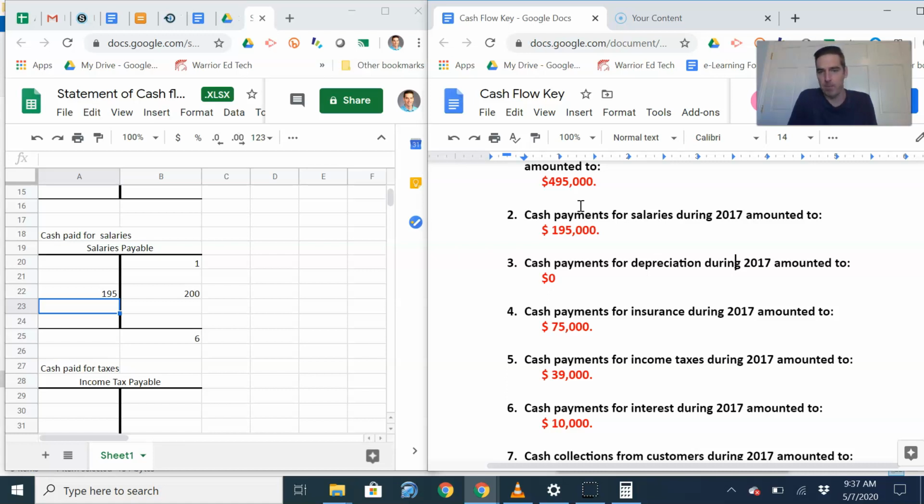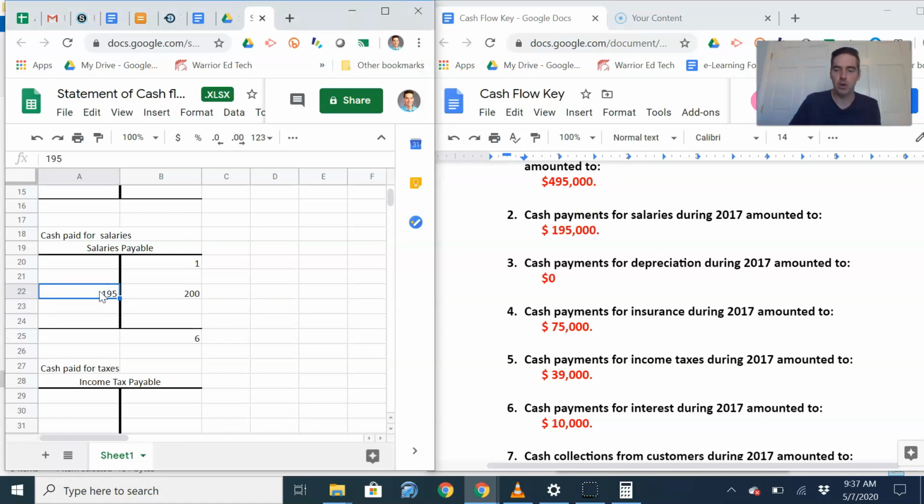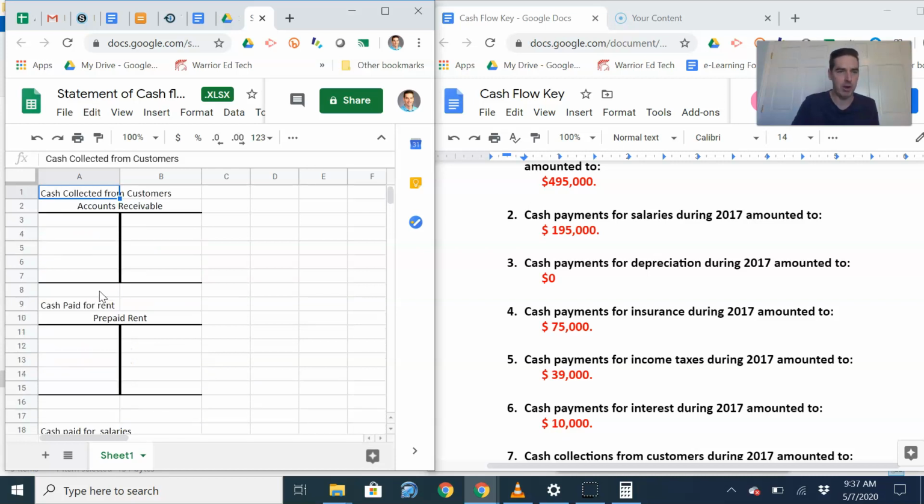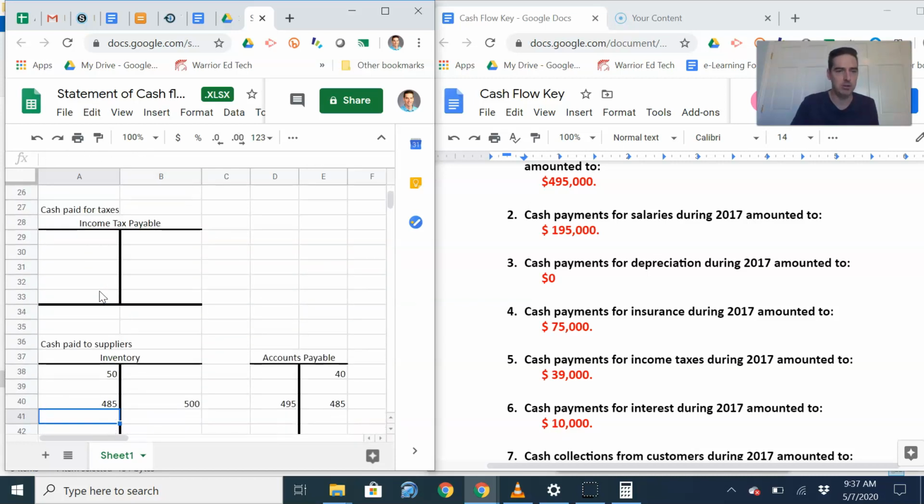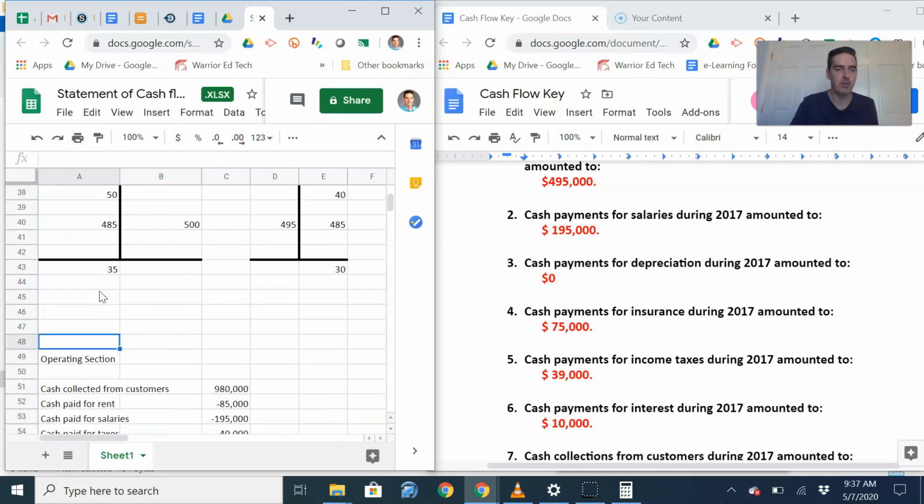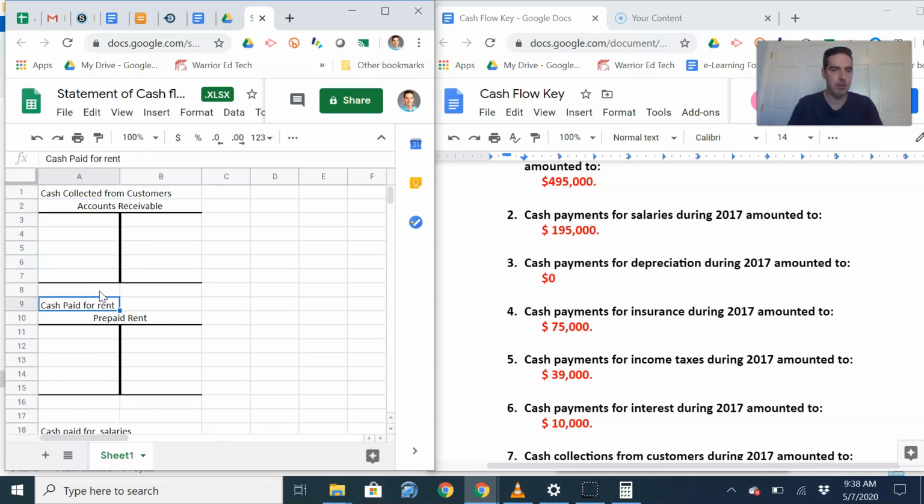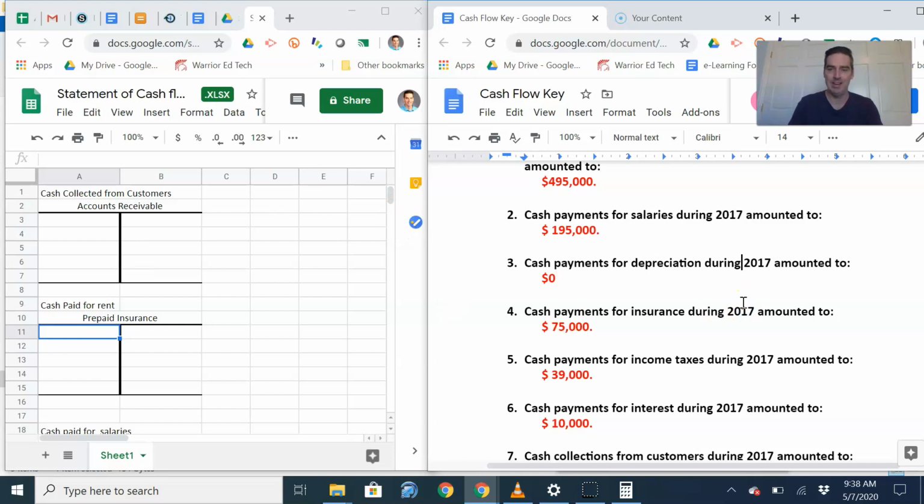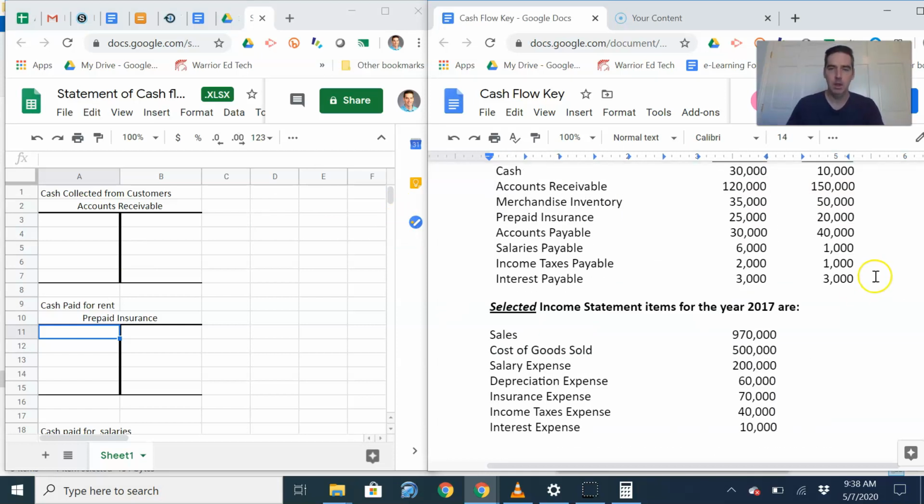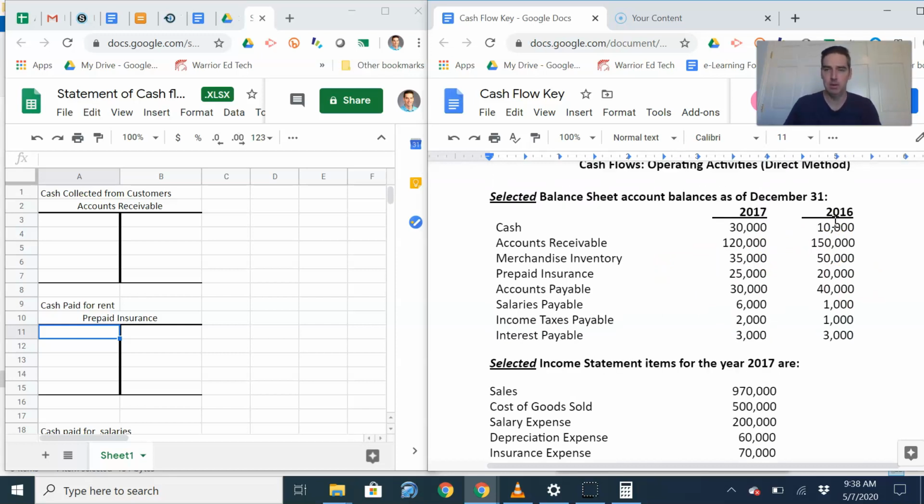All right, number 4, cash payments for insurance. So we're going to go, and I might have to create one here. Cash paid for insurance. Okay, so this is my old problem here. So what I'm going to do is I'm just going to go up and change this to prepaid insurance. It works the same as prepaid rent. All right, so my prepaid insurance, we have beginning and ending. And so the beginning is 20,000 and 25,000 is the ending.